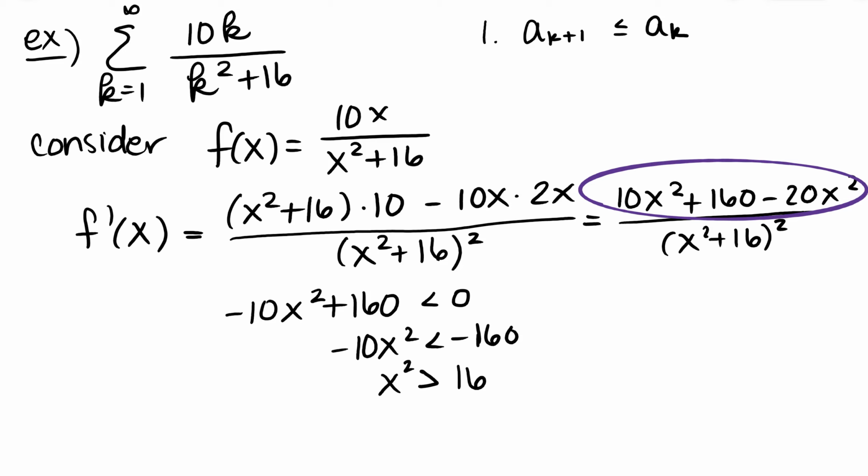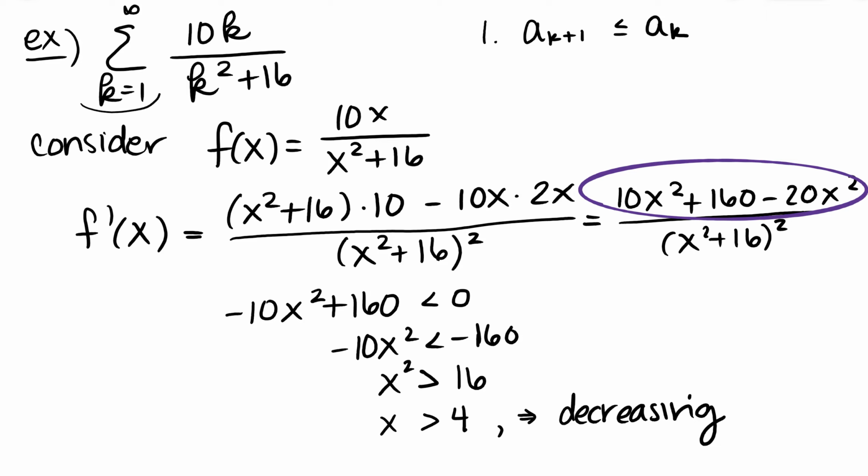So now, when is x squared greater than 16? Well, x is greater than 4 or less than negative 4, but I'm not going to worry about the negatives because I only really care about positive values. So as long as x is greater than 4, this implies that we're decreasing, right? So is this going to satisfy that first condition of the alternating series test?